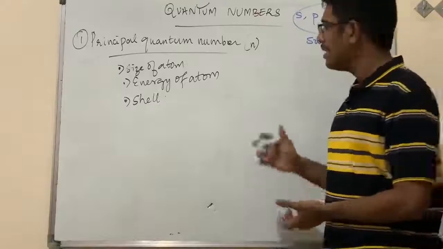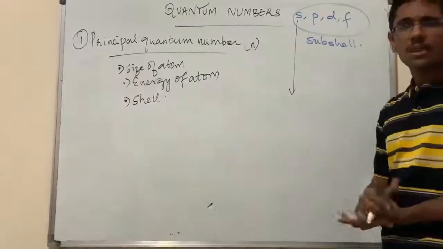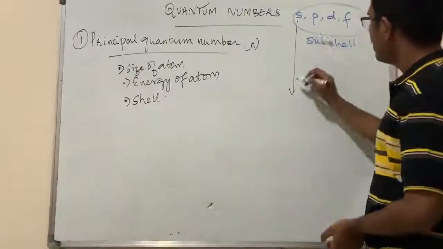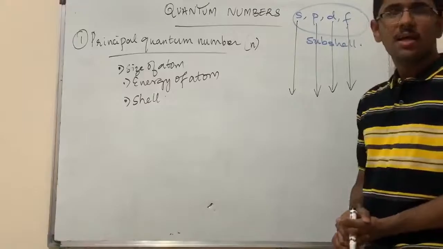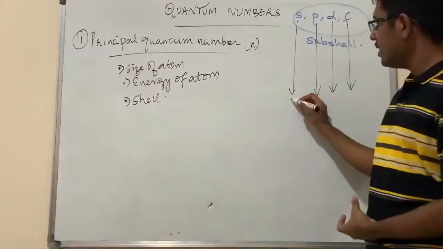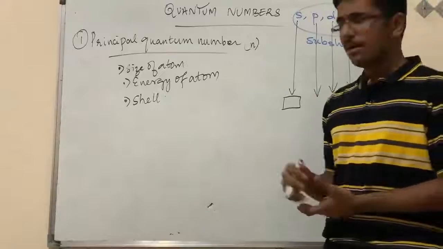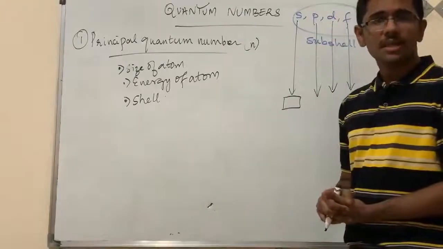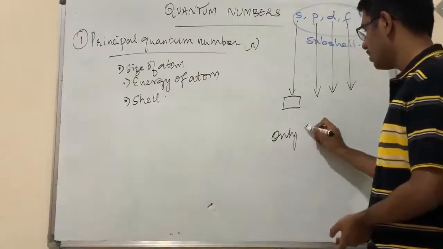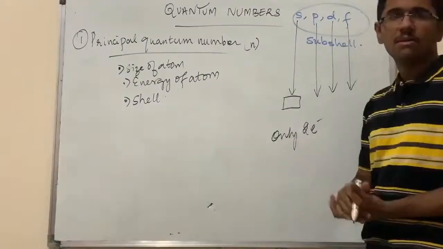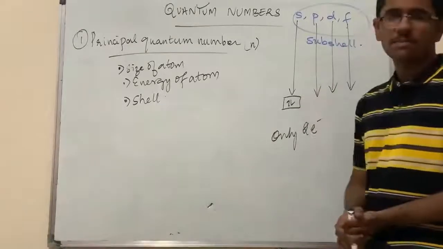Let's study the s orbital. These are subshells. The s orbital, we can also say s subshell, and the p orbital, d orbital, f orbital. The s orbital has only one possibility. An orbital can be represented by a box. In that, only two electrons are possible. Only two electrons can be filled in a particular subshell. So in the s orbital, a maximum of two electrons is possible.